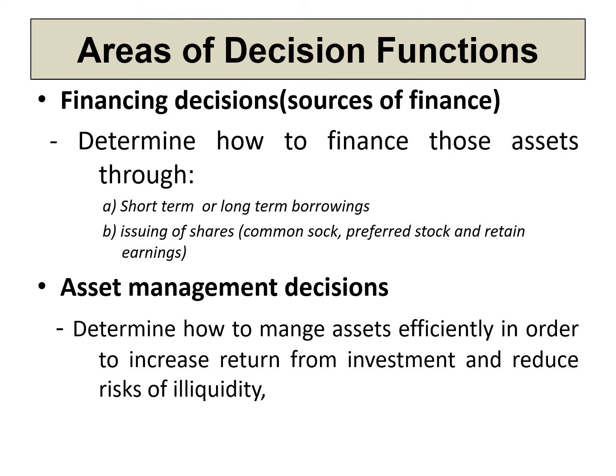And the third area of decision functions is asset management decisions. Asset management decisions is to determine how to manage assets efficiently in order to increase return from investment and to reduce the risk of illiquidity.